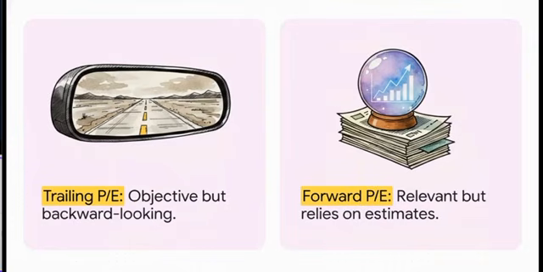This is where rookies often trip up. They confuse which metric to pull. Trailing PE relies on the past 12 months of earnings. It's totally objective, sure, but you're basically driving while looking in the rearview mirror. Forward PE, on the other hand, looks ahead. It's far more relevant for spotting true value. But remember, it relies heavily on analyst estimates, and those can definitely be flawed.